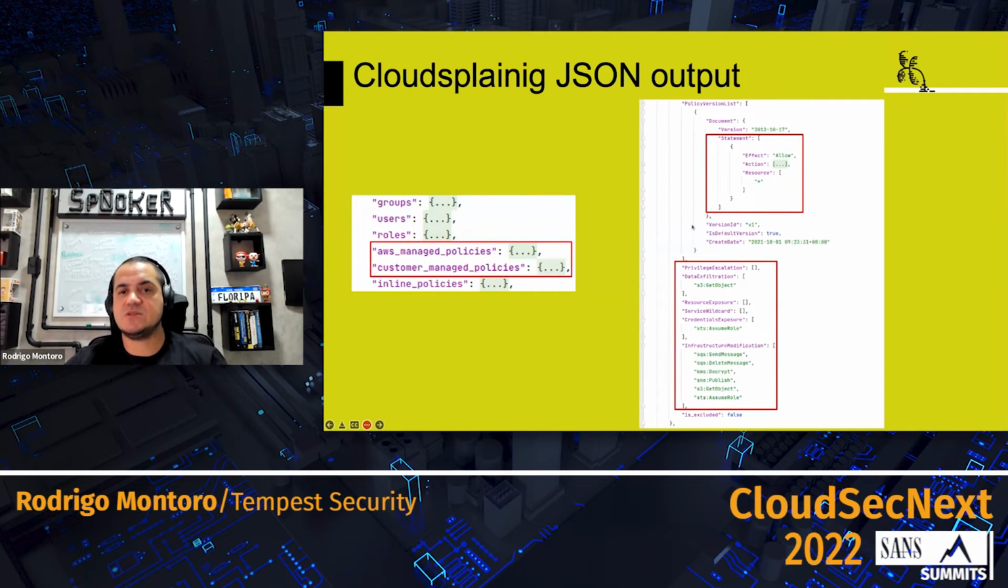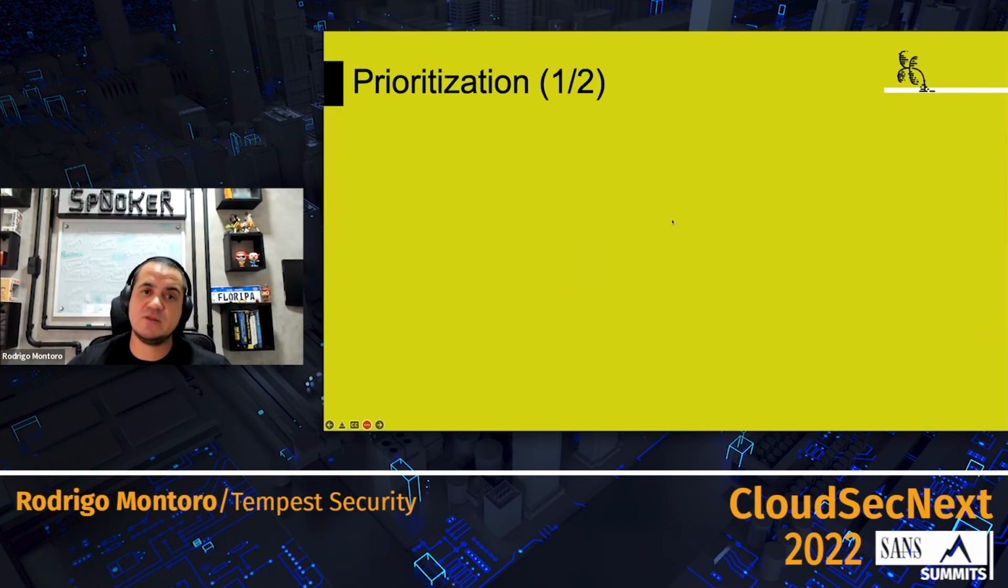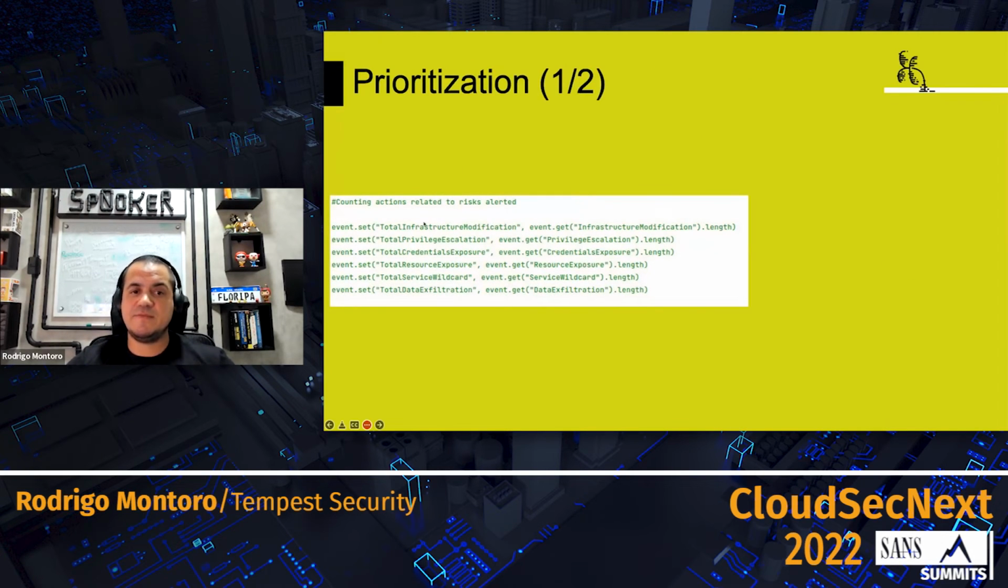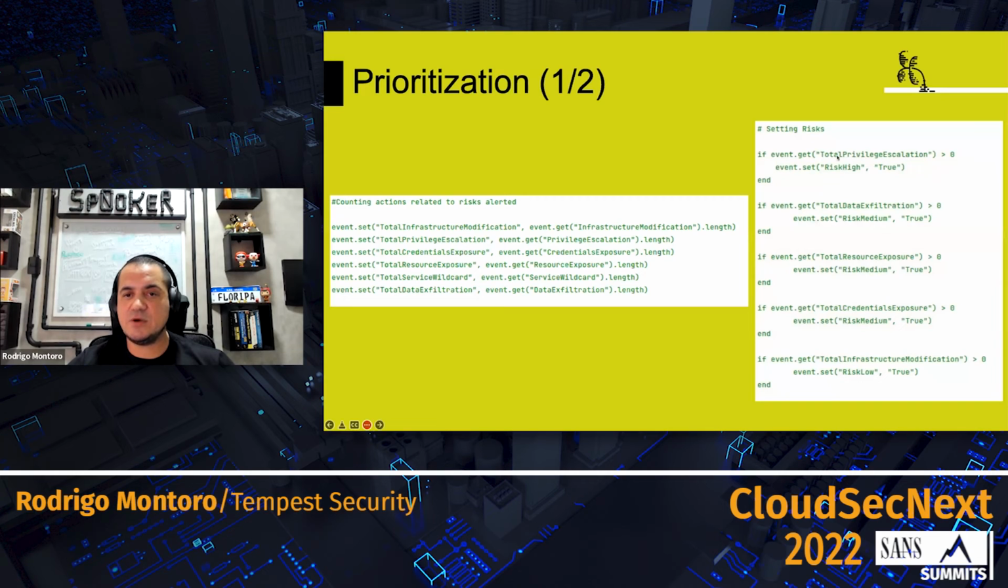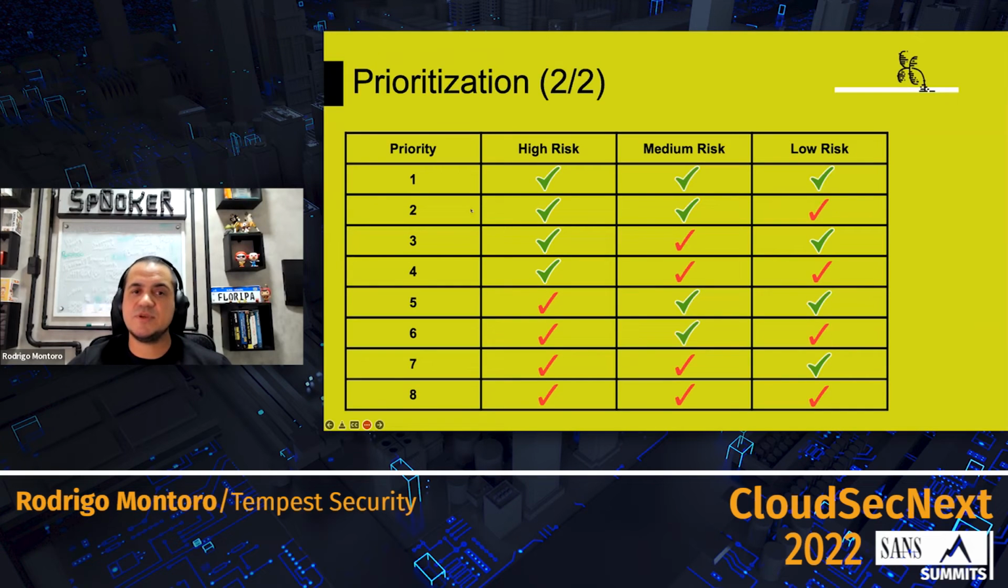We start to add some filters at Logstash, and what do you get? We get the length of that information in these variables: total infrastructure modification, privilege escalation, credential exposure, resource exposure, and so on. After that, if those variables are bigger than 0, we set a new variable, is high true, is medium true, because we have those 3 mediums. I keep the default Cloudsplaining values, and total infrastructure modification, risk low true. And so that brings us the matrix.